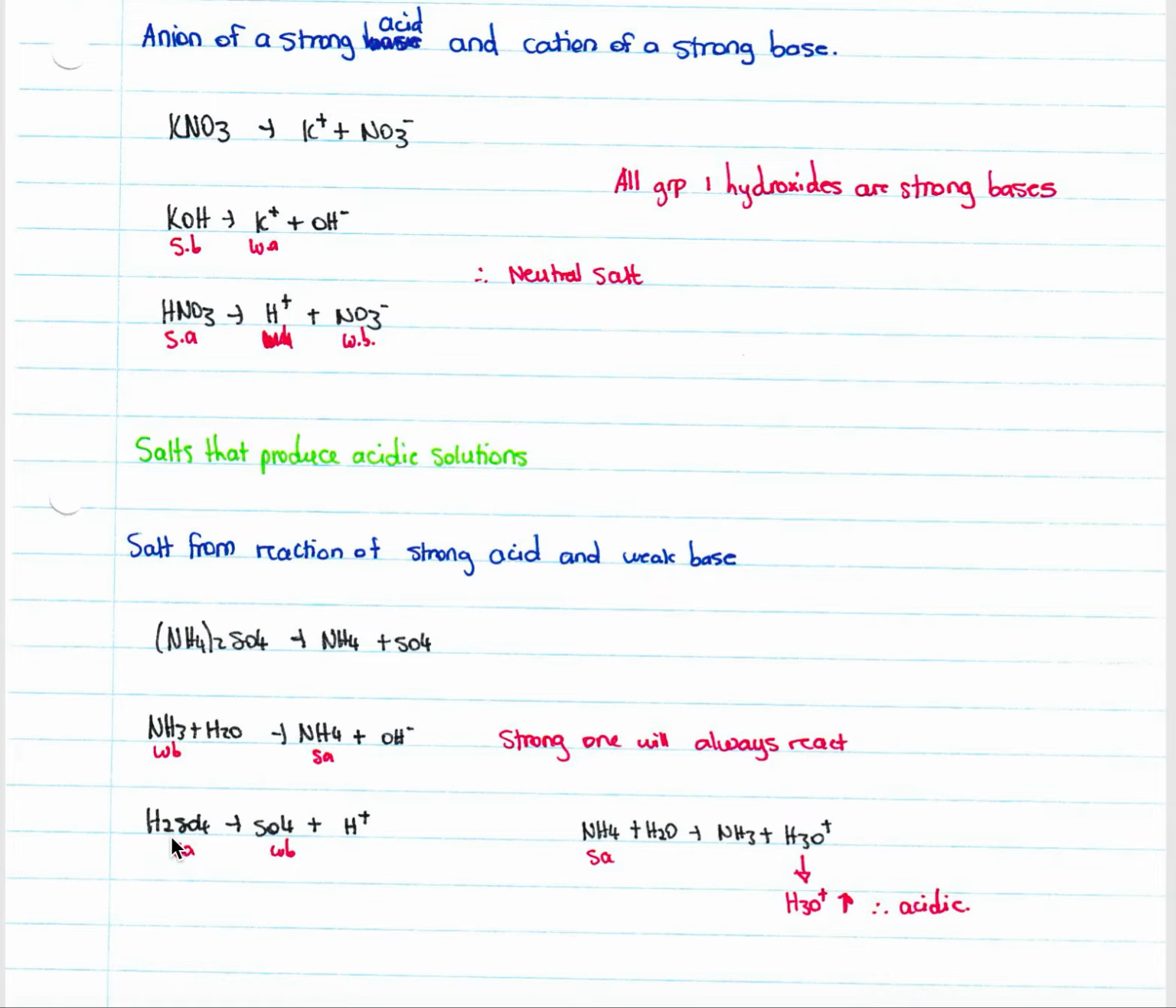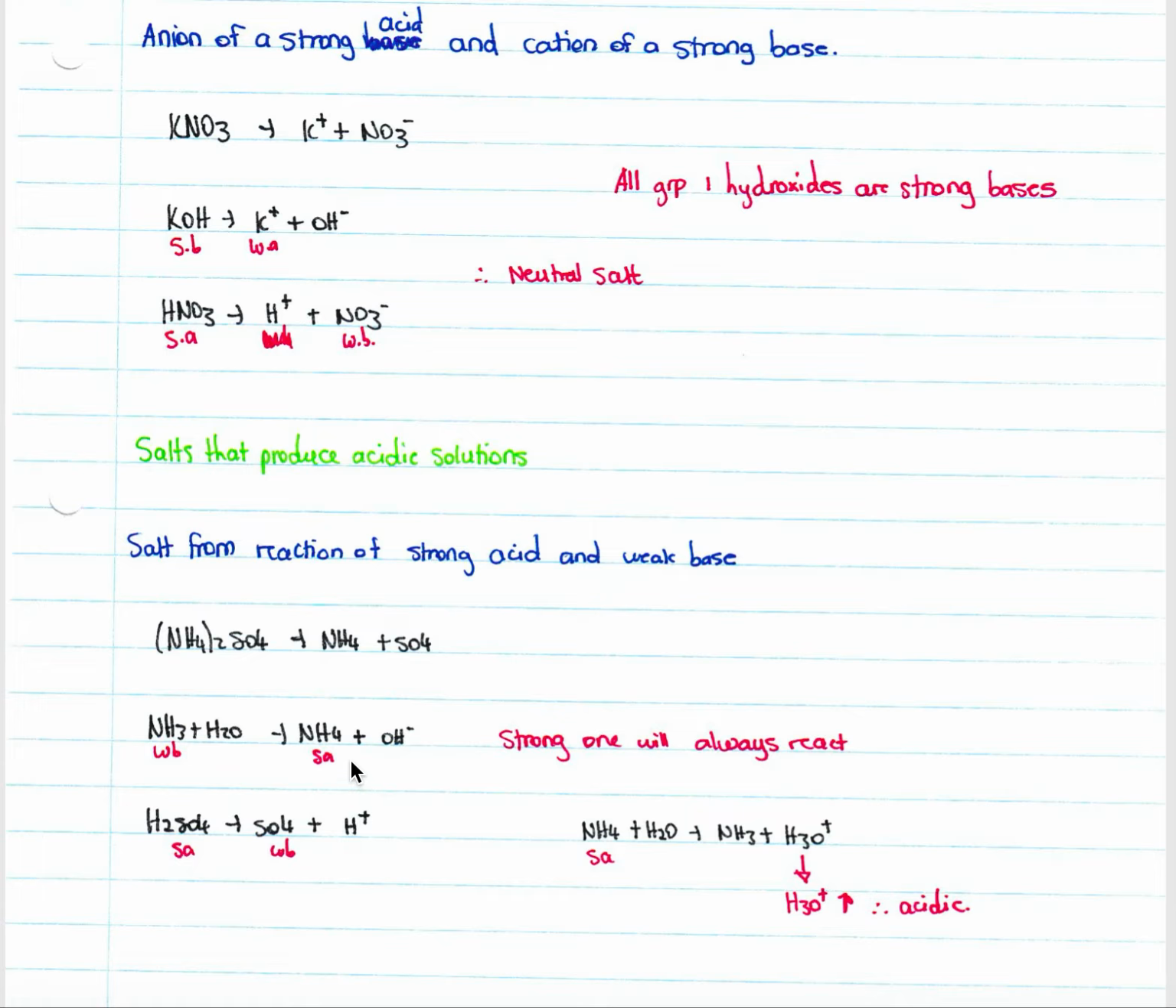H2SO4 is a strong acid, therefore SO4 is a weak base. NH3 is a weak base, therefore NH4 is a strong acid. If you haven't noticed, if you begin with a strong base, you're going to have the opposite, therefore a weak acid. In the same way, if it's a weak base, you're then going to have a conjugate strong acid.